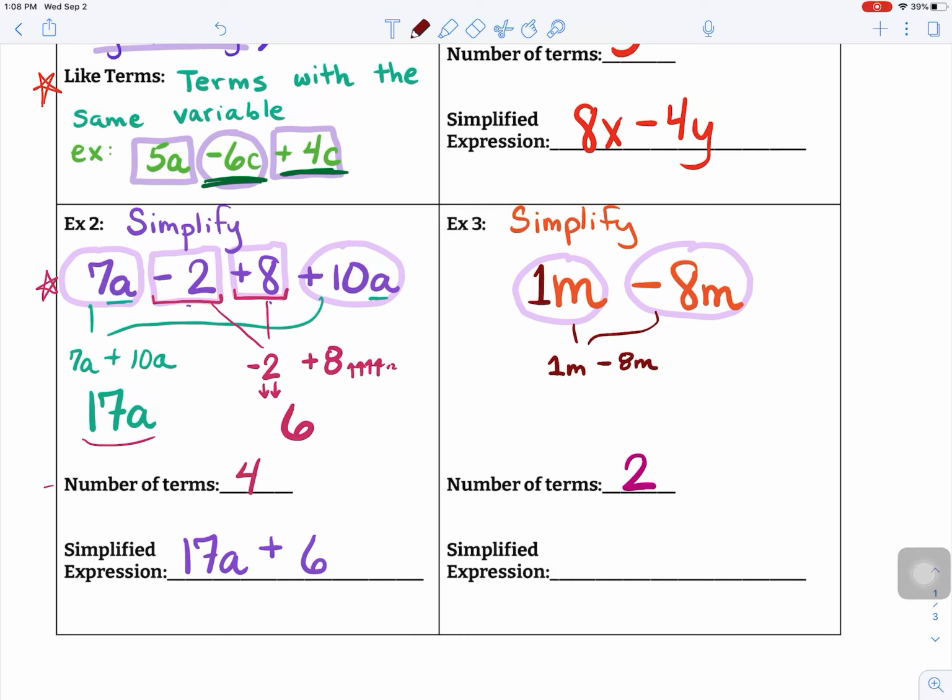But the other weird thing about this is I have positive 1 and I'm taking away 8 m's. So this expression is going to end in a negative amount of variables, negative 7m. And that's okay. That happens sometimes. So I started with an expression that had two terms, and now my simplified expression is just one term, negative 7m.